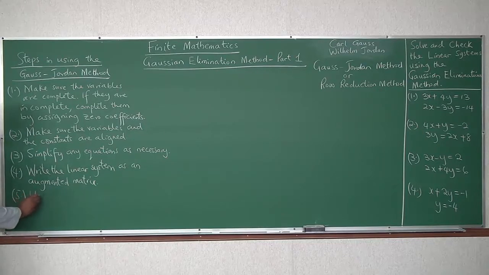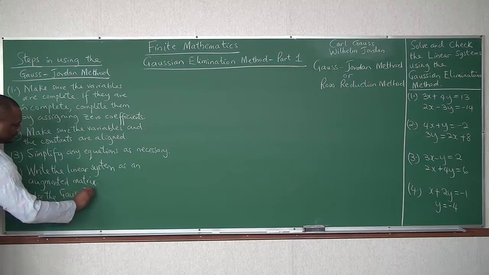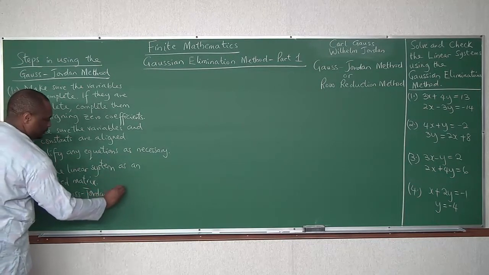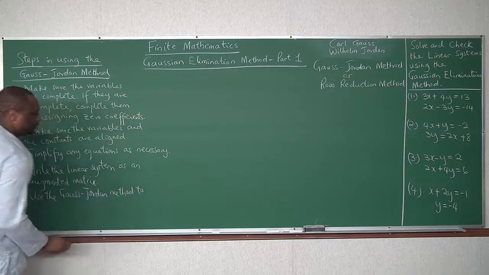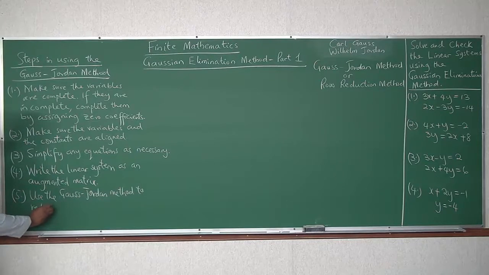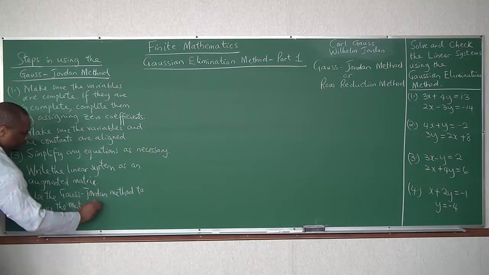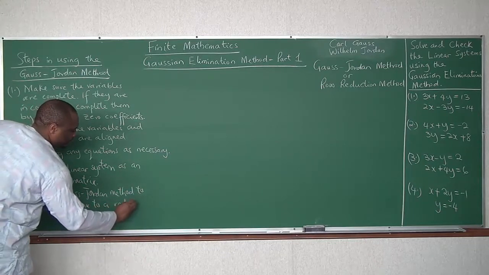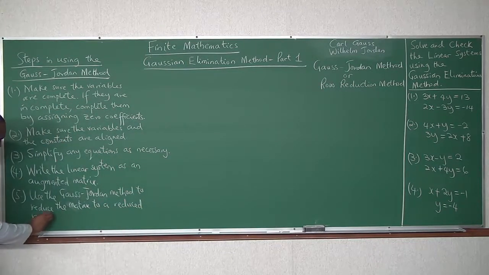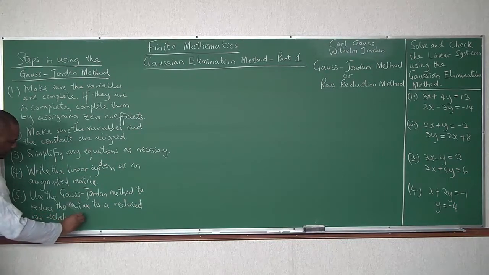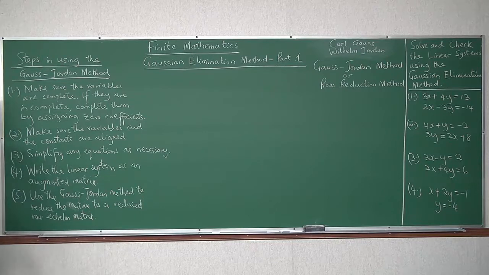Now use the Gauss-Jordan method to reduce the matrix, to convert it, to reduce the matrix to a reduced row echelon matrix. Okay? And once you have done it, number 6, you now solve and check.